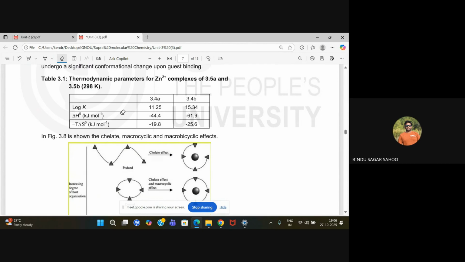You can see here also the ΔS value will be negative, minus 44.4, for the acyclic complex, and here also it's negative, but it's more negative. If the negative ΔH or enthalpy is more, then the reaction will be more feasible. Here we can check also that minus TΔS will be less negative here, and here it is more negative. So you know that for feasibility of the process, ΔG will be equal to ΔH minus TΔS.